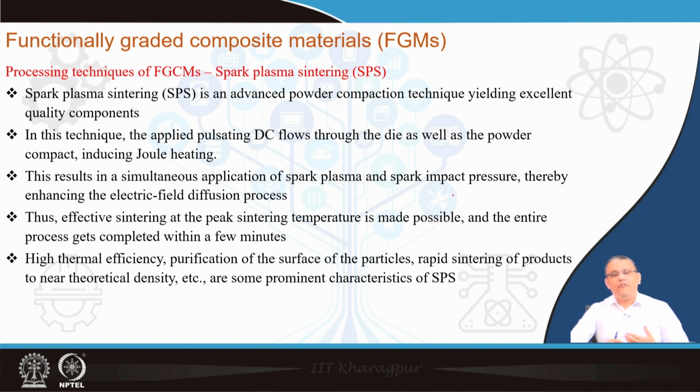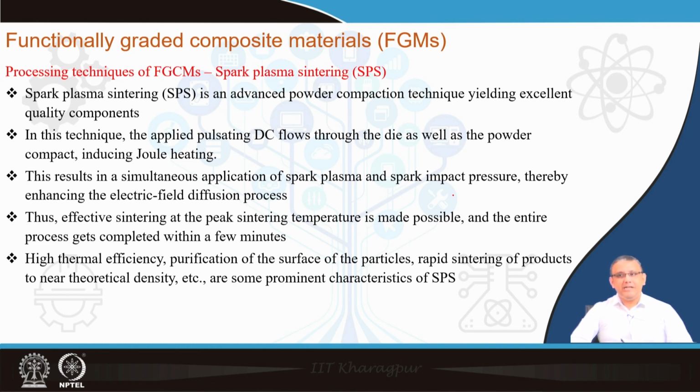So, typically for vacuum hot pressing we tend to have much longer durations, around an hour or two, whereas in spark plasma sintering we can have a good sintered component in a very short amount of time, say even 5 to 10 minutes. And this has a very big advantage because we do not have to hold the component for a very long time at a very high temperature.